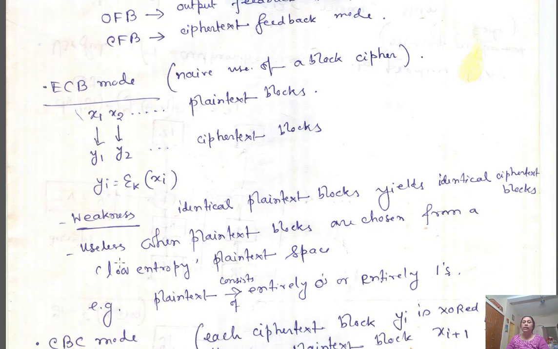And another thing is, leakage is worse provided your plain text blocks are chosen from a low entropy plain text space. For example, suppose the plain text consists of entirely zeros or entirely ones. In that case, all the zeros will map to the same blocks, so you can infer this: this is the encryption of either 0 or 1. So information leakage happens. I have one example.